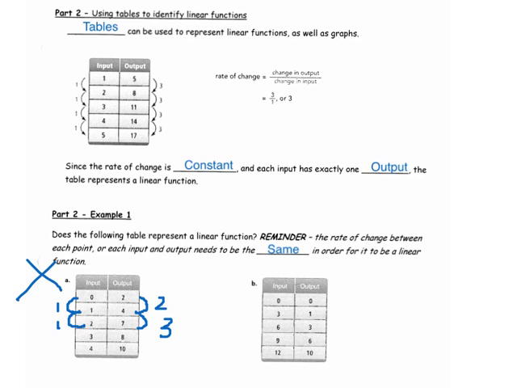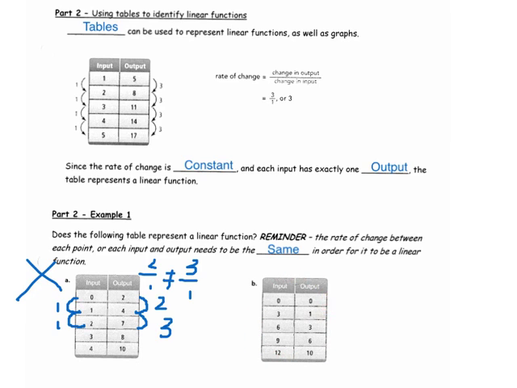This is not a linear function because the rate of change, 2 over 1, is not equal to 3 over 1. So it's not a constant rate of change. The rate of change is not the same. So therefore, this table does not represent a linear function. Let's move over to part B.